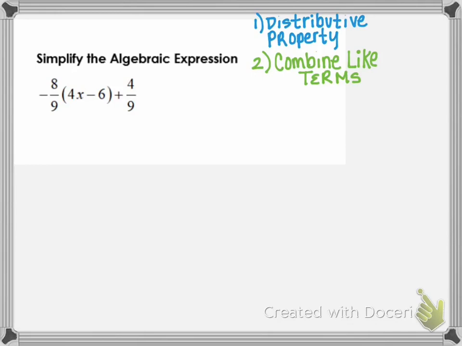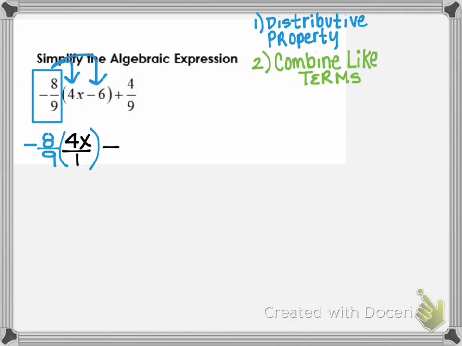So the first thing we want to do is use the distributive property. So we're going to distribute the fraction -8/9 into the binomial 4x minus 6. So we're going to distribute to the two terms that are inside the parentheses. So I'm going to rewrite this as -8/9 times 4x over 1. And the reason why I put 4x over 1 is to remind us that since we are multiplying by the fraction -8/9, we're going to multiply our numerators and then multiply our denominators.